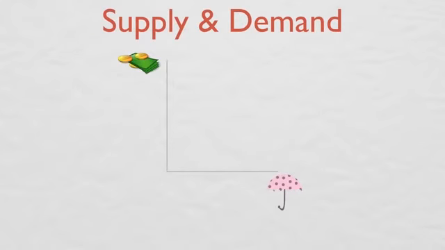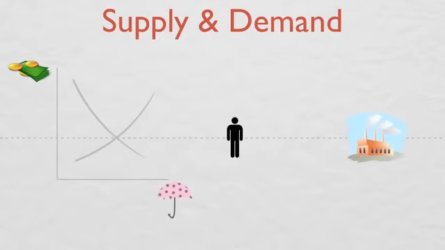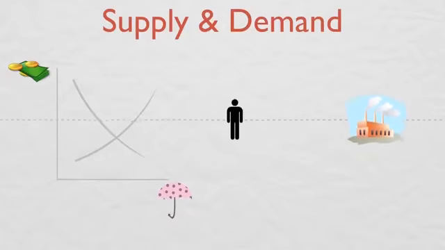If we graph our supply curve and our demand curve together, we get this cool little X. The price at which supply and demand cross is the market clearing price. If the price is at the market clearing level, producers produce exactly as many umbrellas as buyers want to buy. So every umbrella is sold, and everyone who wants to buy an umbrella can do so.